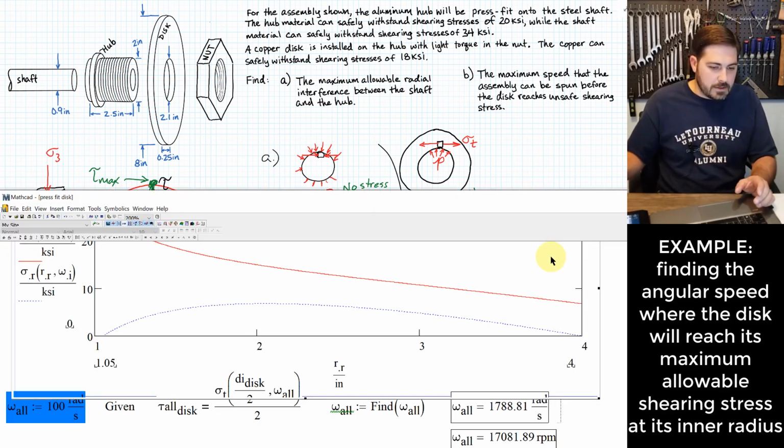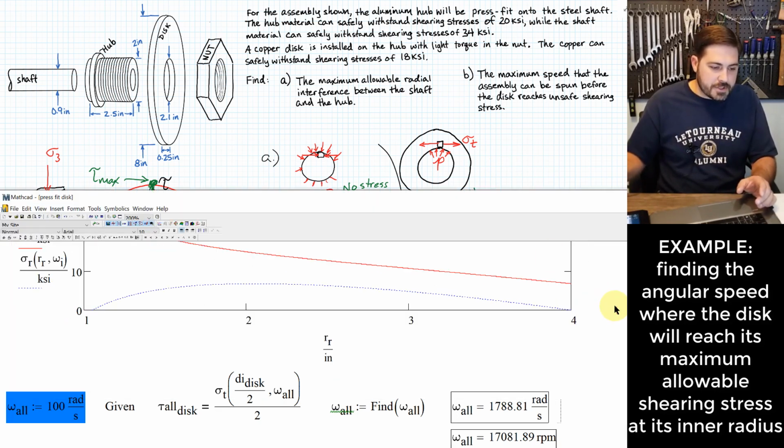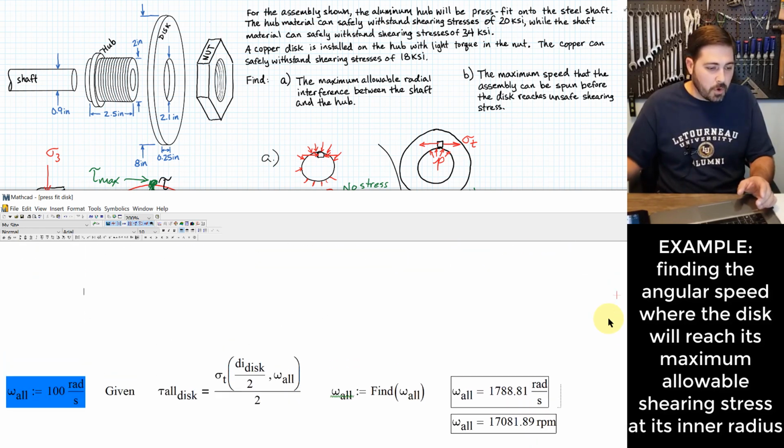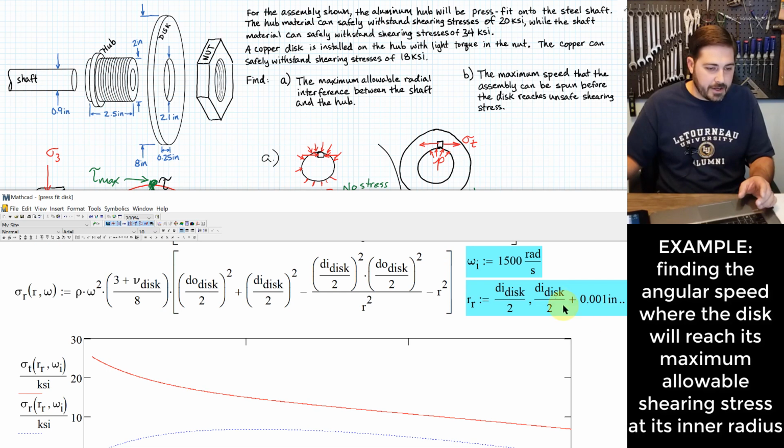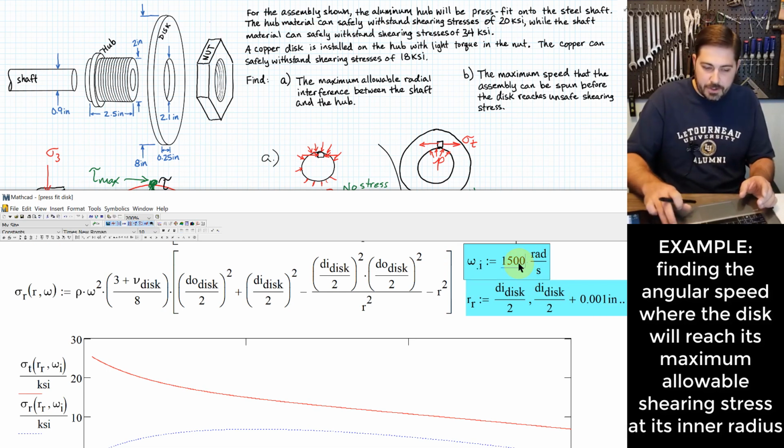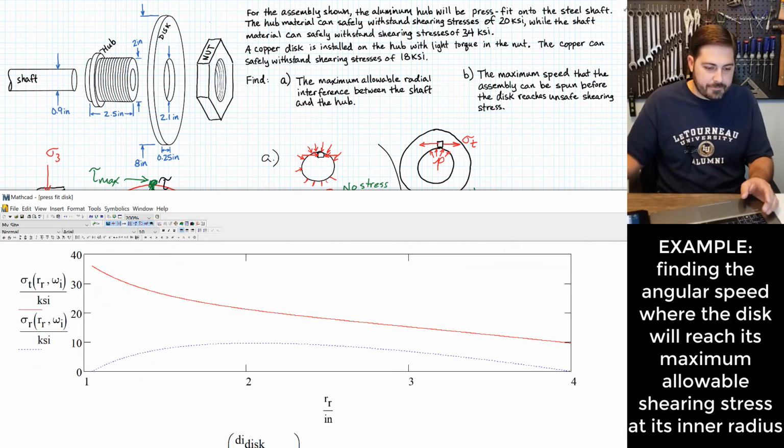Okay, so that's kind of interesting as an initial thing. If you want, you can actually go in here then and update this to something close to the 17, I believe it was 1789 or so radians per second.